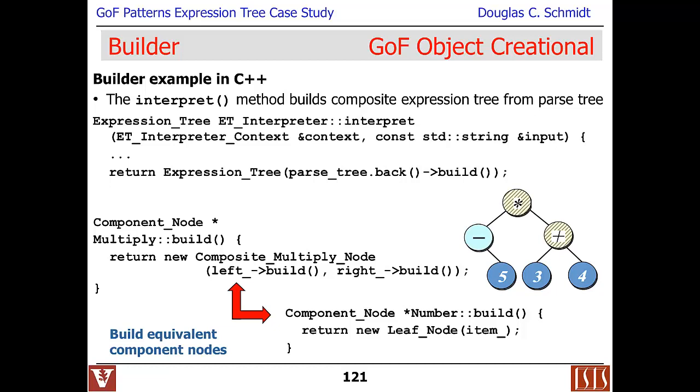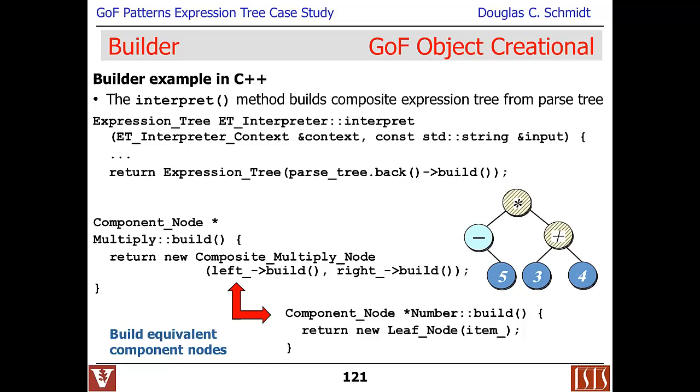That'll then be calling these things recursively on to build. And those would be number nodes. So this guy would say, I'm a number node. I know how to build myself. I build myself with a leaf node. I return that. This guy comes back as a component node pointer from the left side. This guy comes back with a component node pointer from the right side. Both of those pointers are stuffed away inside the composite multiply node, or add node in this case. And that guy gets returned as a component node.